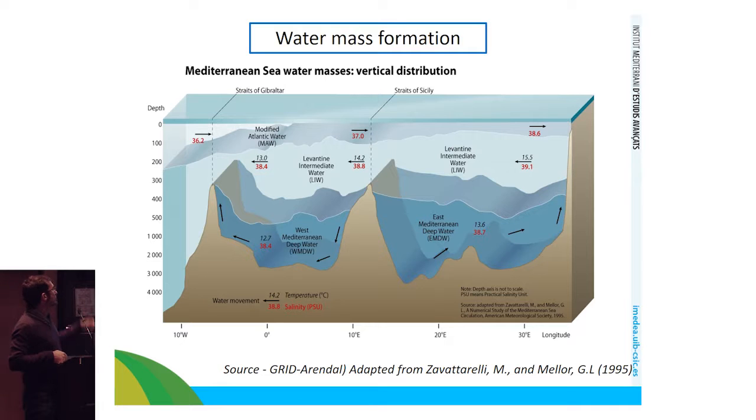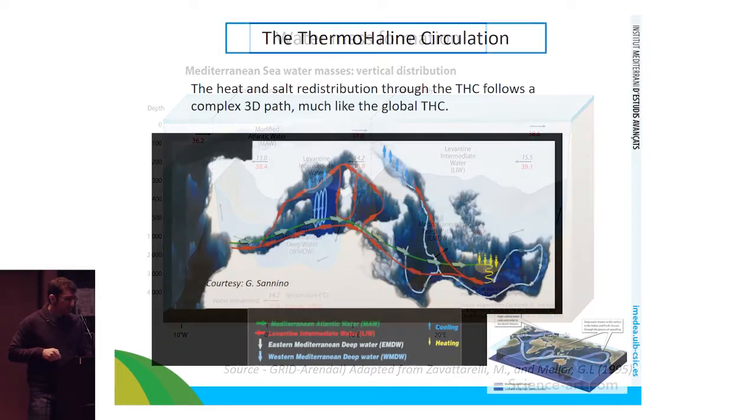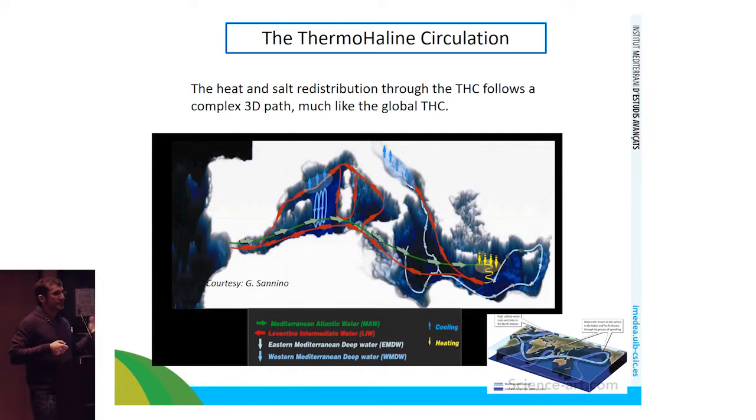If we go to the 3D plot, something more realistic, what we have is something like this. Really, the water mass formation doesn't occur everywhere. It's localized in the Gulf of Lions in the Western Mediterranean, the Levantine Basin, and the South Adriatic. So we have this 3D conveyor belt, which is quite like the global conveyor belt. That's why a lot of people talk about the Mediterranean as an ocean in miniature, because we have all the features that happen at the global scale, but on a more familiar scale.